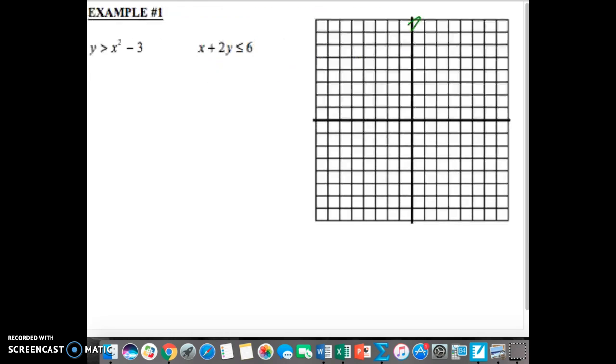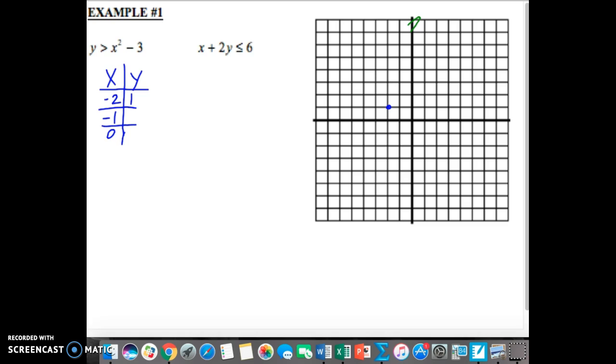So looking at an example, example number 1, we have y is greater than x squared minus 3. Since it's in the form y equals x squared minus 3, we know this will be a parabola. So we can create an xy table using the points -2, -1, and 0. When x is -2, -2 squared is 4, 4 minus 3 is just 1. So when x is -2, we have a y value of 1.